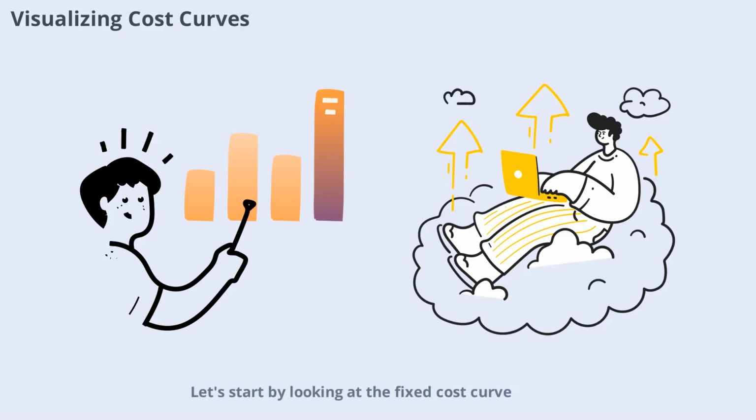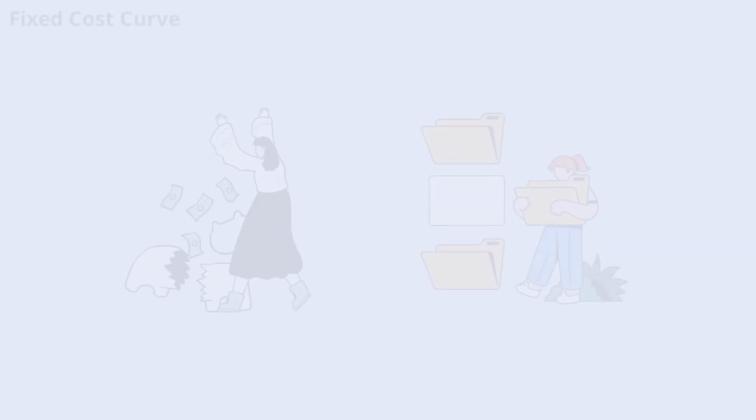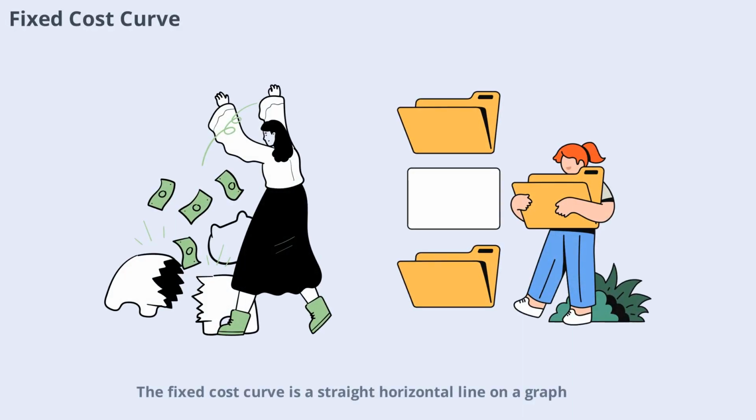Let's start by looking at the fixed cost curve. The fixed cost curve is a straight horizontal line on a graph, showing that fixed costs remain unchanged regardless of output. No matter how much is produced, the fixed cost stays constant. This visual reinforces the idea that fixed costs are independent of production volume. It's a foundational concept for understanding how other cost curves are constructed.